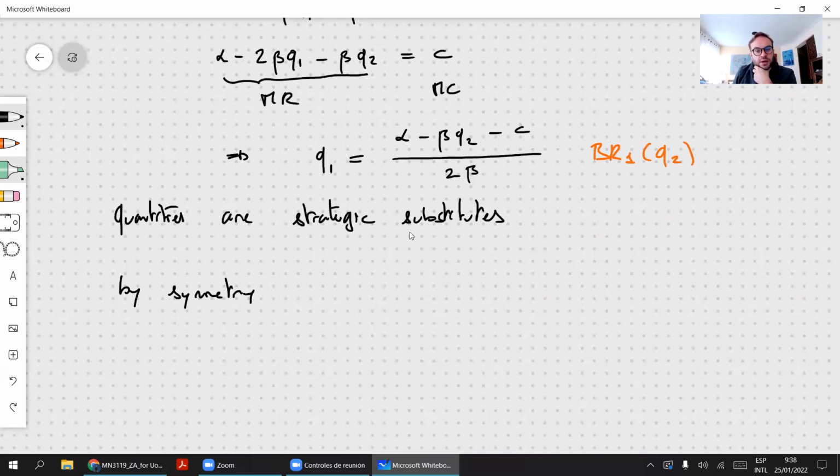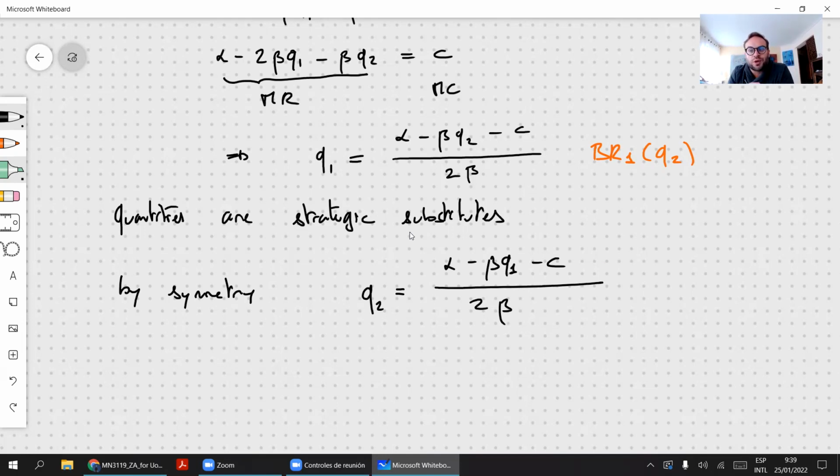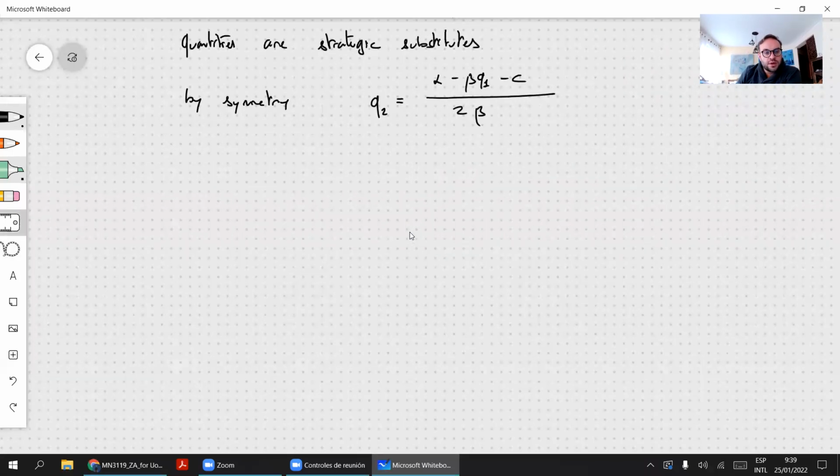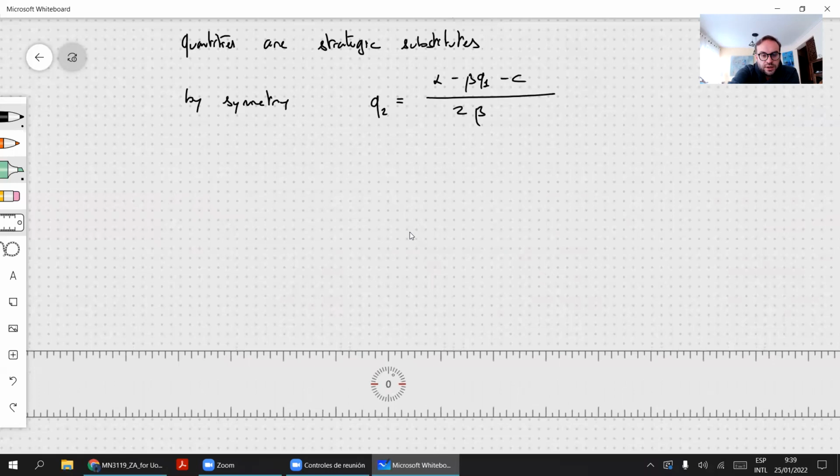Because things are symmetrical, by symmetry, I know that the best response of firm two is going to be symmetrical. Given that they are solving the same problem, only with the subindexes changed, they're going to get the same solution with the subindexes interchanged. And then we can graph this thing, right? I'm going to try to do this a little bit carefully.